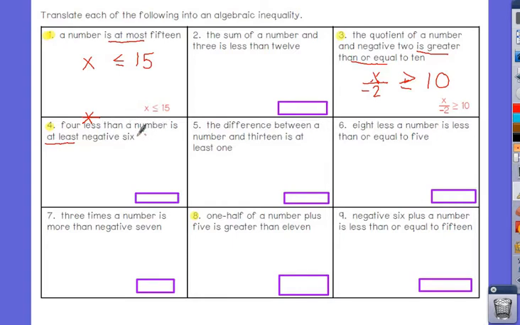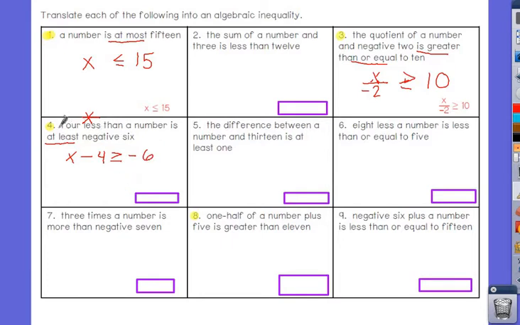Behind it says a number. What does that mean? X. Then what does less than mean? Minus. What is it minusing? 4. What does at least mean? Greater than or equal to. And -6.